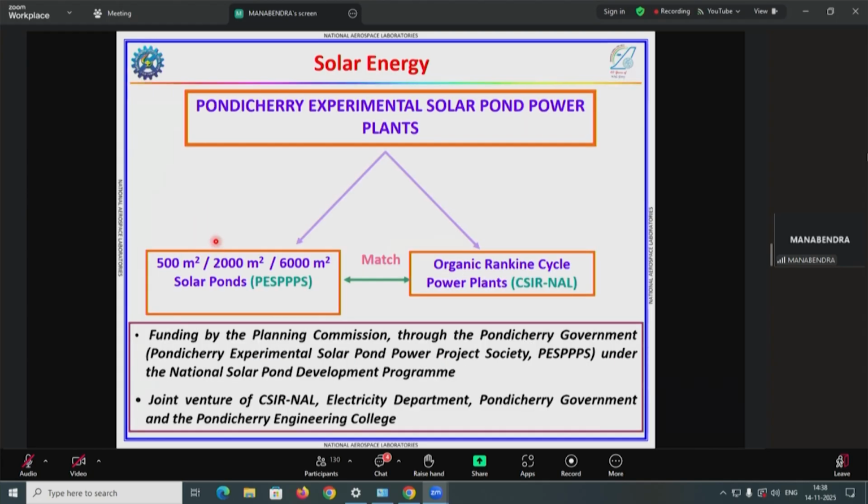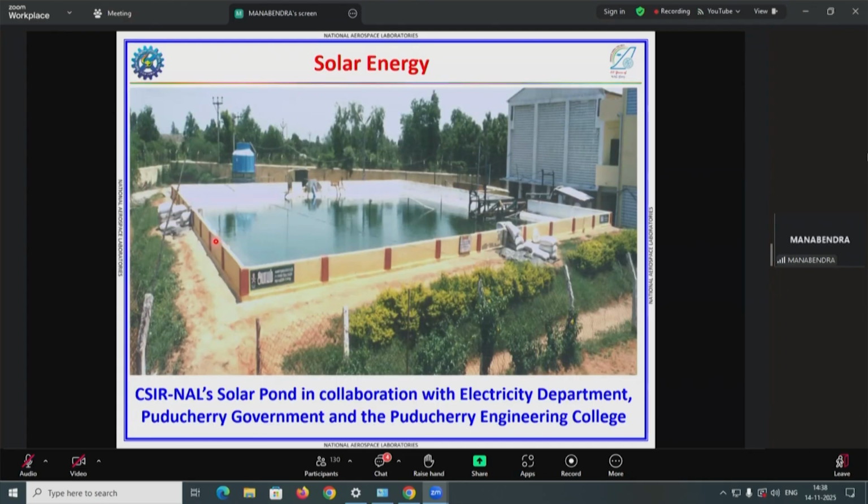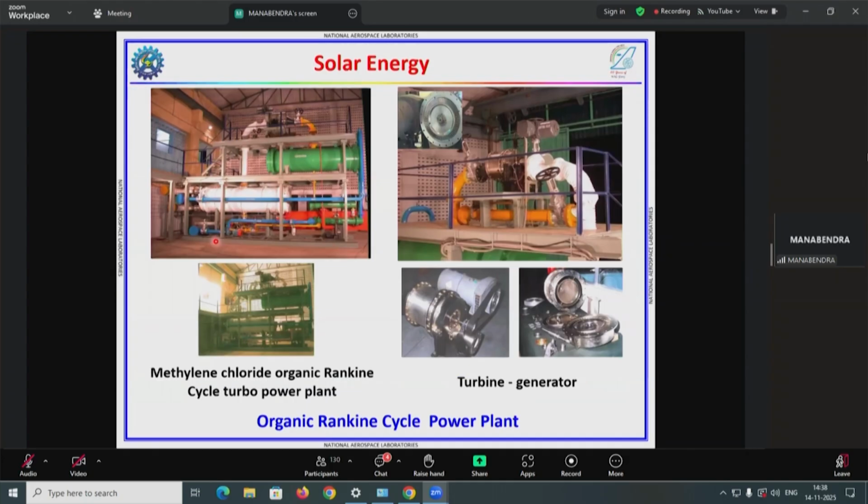So again, as we mentioned, this was a collaborative work with the Pondicherry government. The funding was from the Planning Commission through the Pondicherry government, and the electrical department, Pondicherry government, and the Pondicherry Engineering College were involved. This is the view of the solar pond which was realized at Pondicherry. And there were three ponds mentioned in the previous slide. So this is the other one.